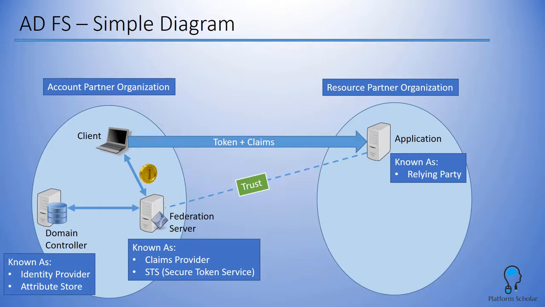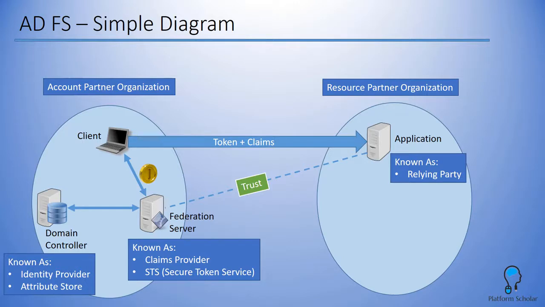So here we have a simple diagram of Active Directory Federation Services. This diagram isn't to be taken literally. It's a very basic overview of some of the topics we're going to be talking about, just for understanding purposes. We have two organizations here: an account partner organization and a resource partner organization. A user on a client in the account partner organization wants to access resources or an application sitting in the resource partner organization. For our purposes, the resource partner organization is going to be Office 365, and the account partner organization is going to be our local on-premise Active Directory.